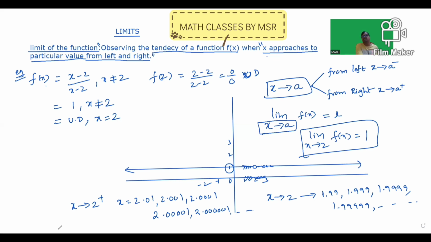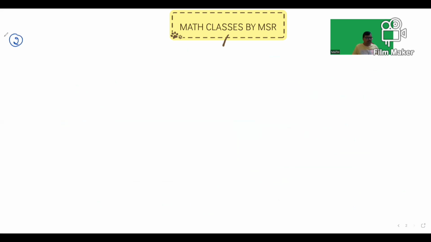Let us try to understand in detail with one more example. Let us write one more example, that is f of x equals x square when x not equal to 2, equals 1 when x equals 2. Let us try to understand this also. So it is very clearly defined what is f of x when x not equal to 2, and what is f of x when x equals 2. Let us try to understand this through the graph.